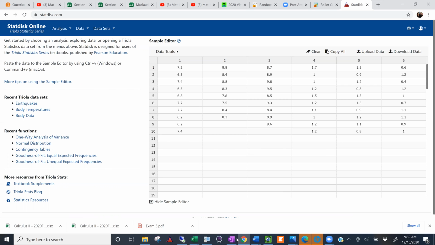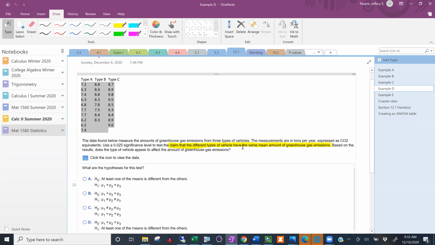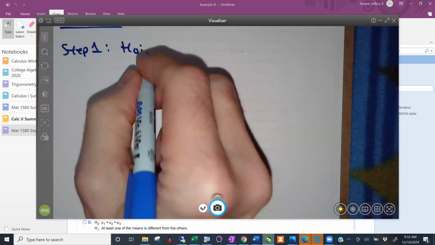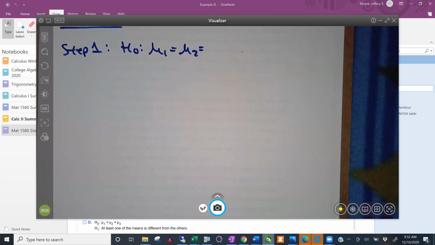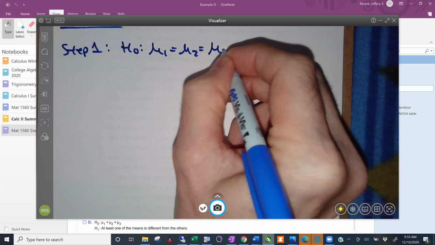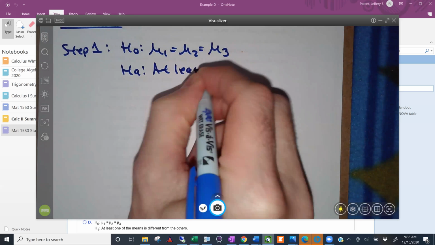Let me go back to the problem here and look back at this. We're going to test a claim that the different types of vehicles have the same mean amount of greenhouse gas emissions. So step one for us has always been to state the null and alternative hypothesis. What's H naught going to look like for us in this case? mu1 is equal to mu2. How many groups do we have? 3. So mu1 is equal to mu2, which is equal to mu3. Perfect. And the alternative, as always, is at least one of the above means is different.